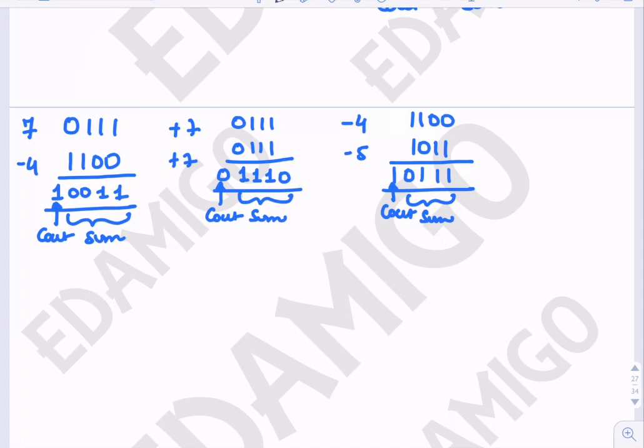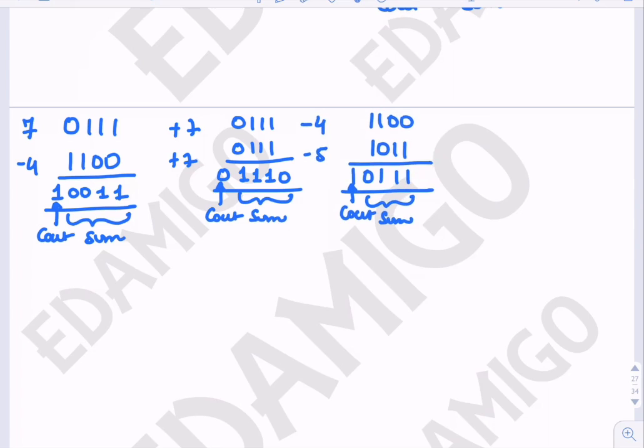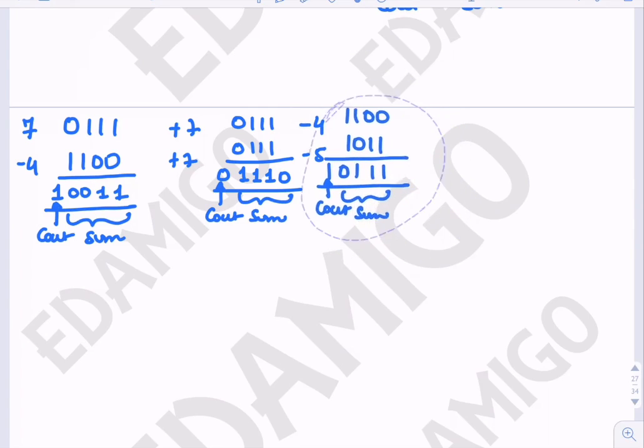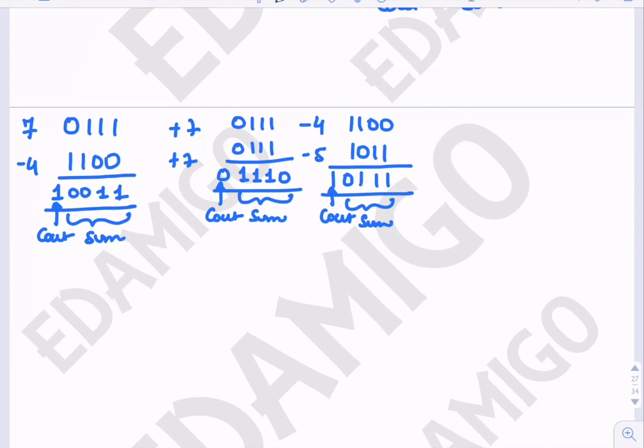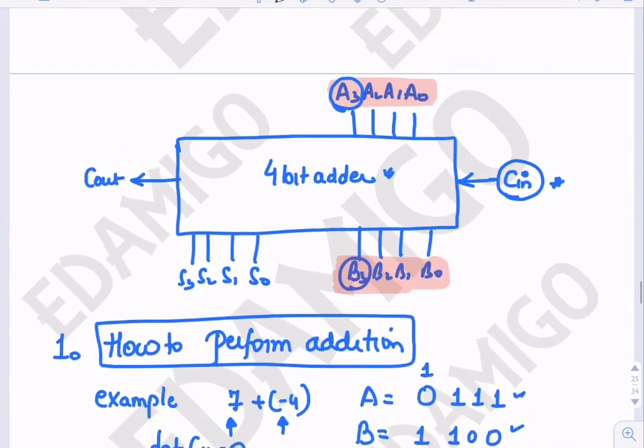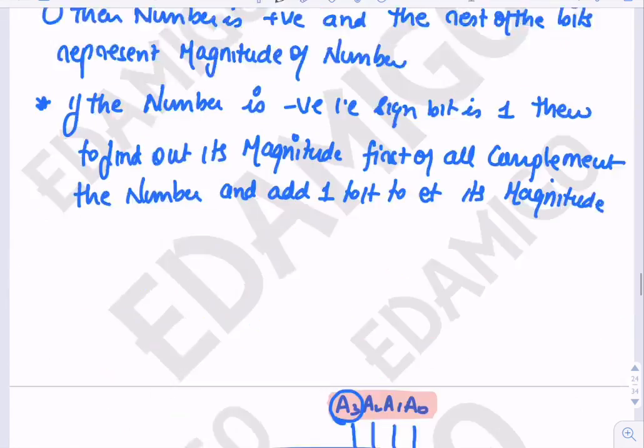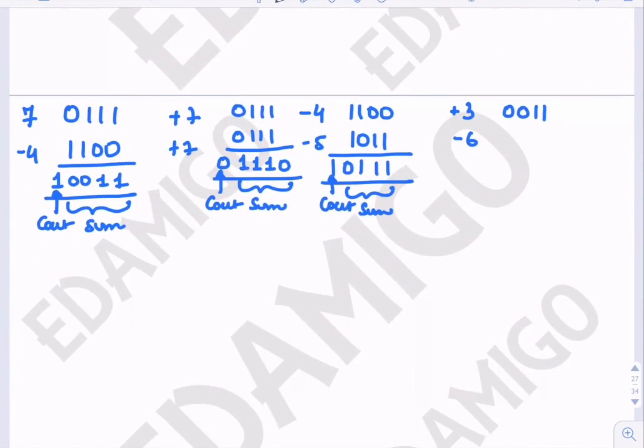Okay, now let's solve one more. Let's take plus 3 and minus 6. So plus 3 is 0 0 1 1, and minus 6, let us see what is minus 6. Minus 6 is 1 0 1 0. Okay, so carry out is 0. This is your sum.